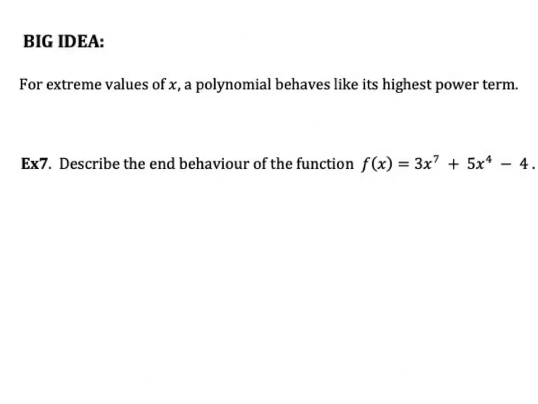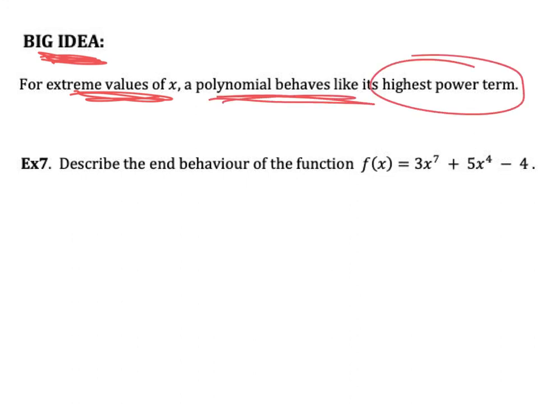Okay, so to summarize what we just did, the big idea: for extreme values of x, a polynomial behaves like the highest power term. So what do we mean by that? Well, example 7 says describe the end behavior of the function f of x equals 3x to the 7th plus 5x to the 4th minus 4. I don't know what that graph looks like, but I do know the highest power term is x to the 7th power. I also know it has a leading coefficient of positive 3.